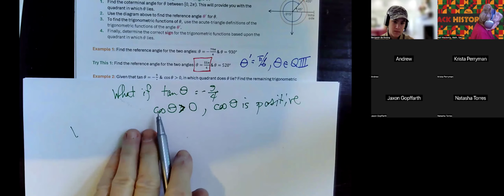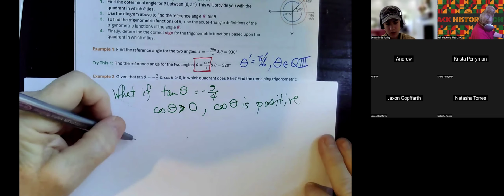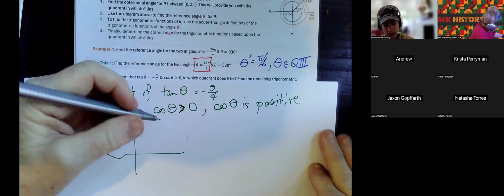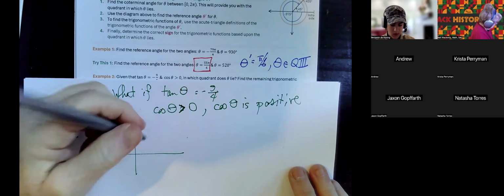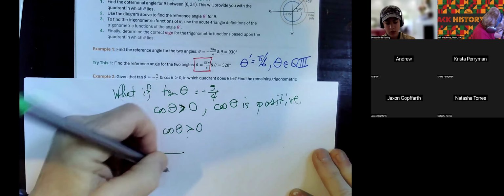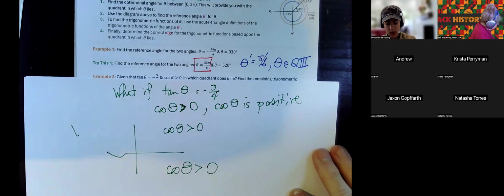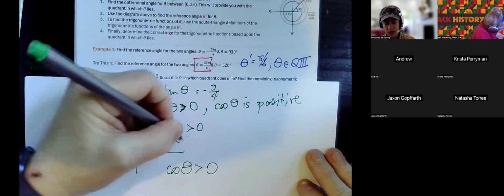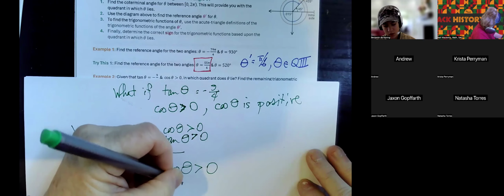Tangent is negative, cosine is positive, to know where theta is, because cosine corresponds with x. So if x is positive, we know it's going to be on the right-hand side of the circle. And tangent, which is opposite over adjacent, basically sine over cosine, we know that one of them has to be negative. And since sine corresponds with y, we know it's going to be positive x, negative y, which would be the fourth quadrant.